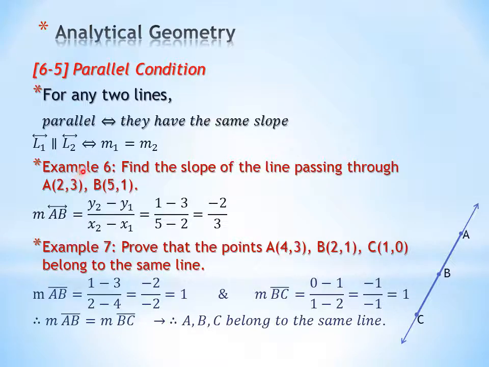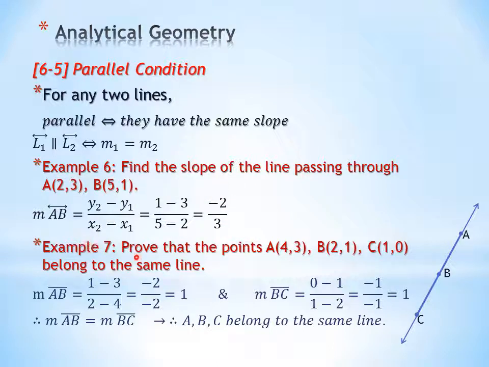In example 6, find the slope of the line passing through A and B. If I have two points, I can find the slope of line AB, which is y2 minus y1 over x2 minus x1. So y2 is 1 minus y1 is 3, over 5, which is x2, minus 2, which is x1. This is negative 2 over 3. This is the slope of the line AB.